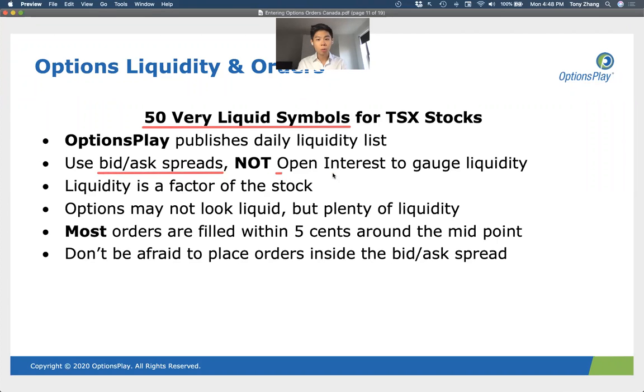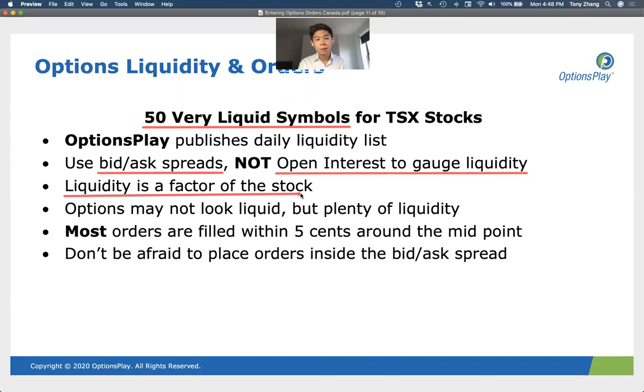We do not use open interest to gauge liquidity. A lot of investors still use open interest and volume. Do not, I repeat, do not use open interest and volume to gauge liquidity. Open interest only tells you how many contracts someone else opened up. That has nothing to do with your ability to pay or get paid close to the fair value. Those two things have nothing to do with each other.